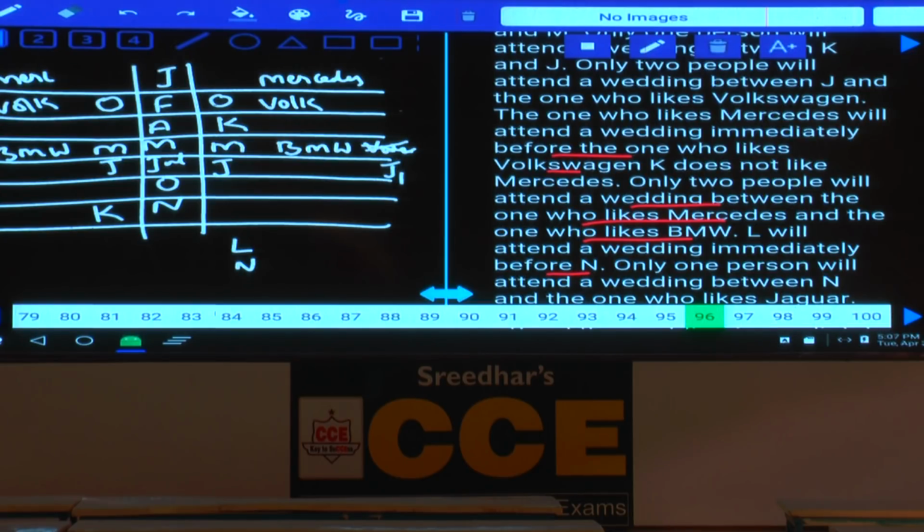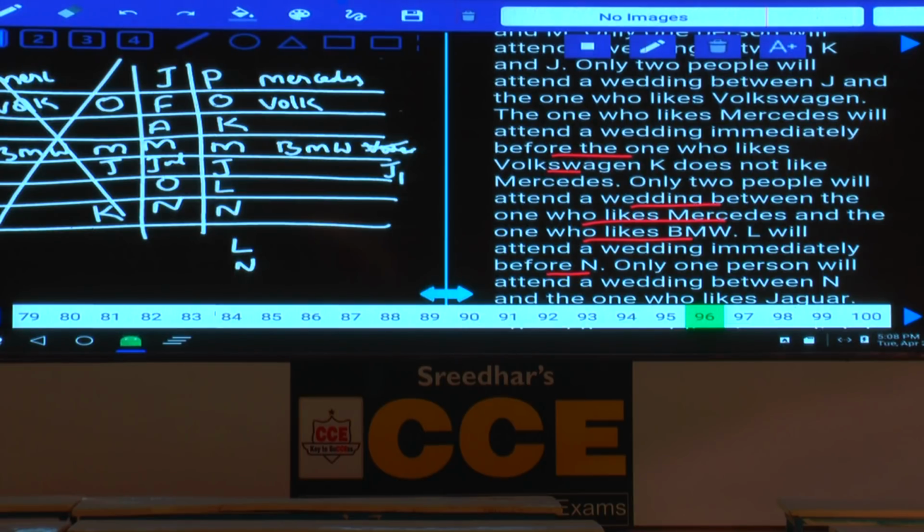Then what is the possibility here? In the first case, L is immediately before N. And in the second case, can we have two adjacent places? No. There is no place left for this L and N. In the second case, this is completely ruled out. Now we are left with only the first one. Then tell me who is the person left over? J, K, L, M, N, O, P. P is the person left over.